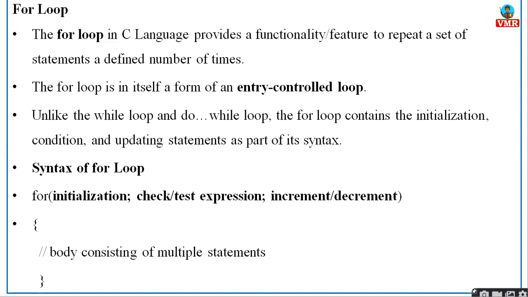In the for loop, you write the keyword for followed by normal brackets. You write the initialization, that is if I want i equals 0 or i equals 10, that you will write. Then you provide the test expression, that is a condition, and then the increment or decrement. In one line, you need to write all of those. Then you open your flower brackets, write whatever statements you want to loop, and then close the flower bracket.